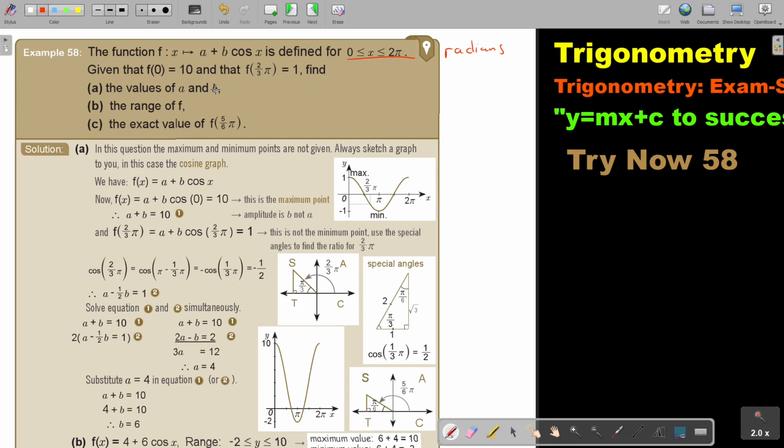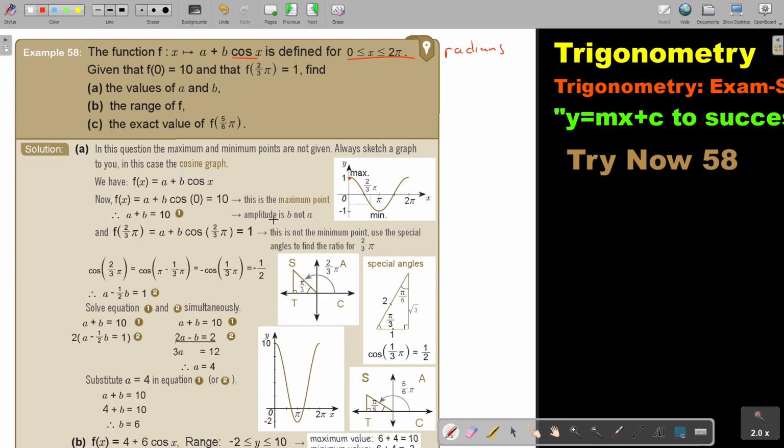Okay, stop there. In this question, the maximum and the minimum points are not given. Always sketch a graph. If you see it's cos, just go with your basic cos until 2 pi, until actually 360. From this sketch, you will see a few things. This is my basic one. Now, if I substitute a 0 into f(x), I get 10. But just look, when x is 0, cos is 1 there. Do you see? So that's why a plus b is equal to 10.